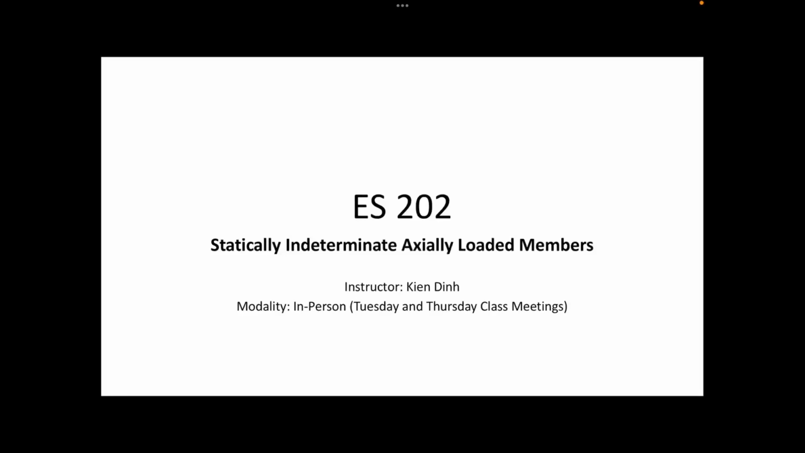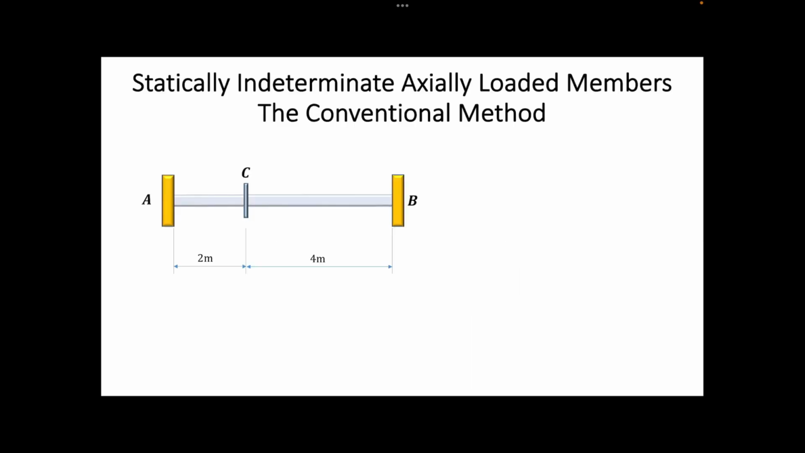Hi, in today's lectures, we are going to study the methods to analyze the so-called statically indeterminate axially loaded members. To start, let us consider a bar on the screen, which has two fixed supports at the two ends. Suppose an axial force of 600 newtons is applied at point C. Let us see what will happen.